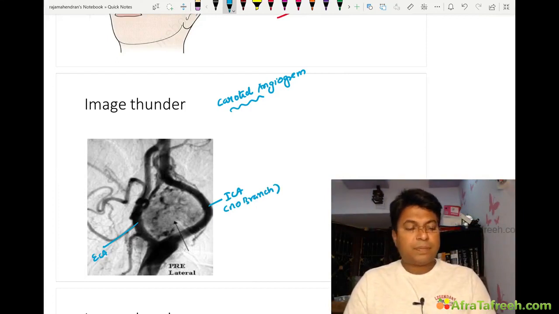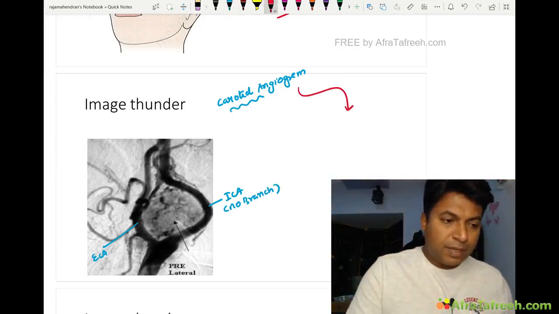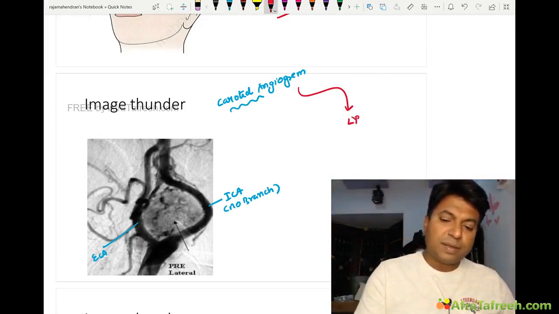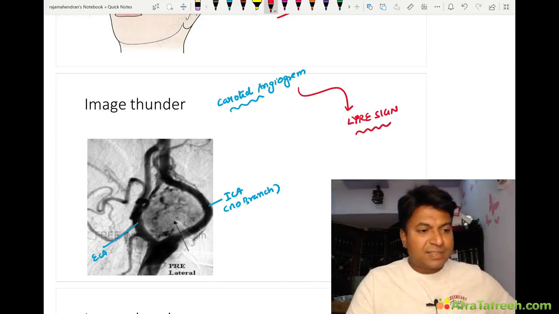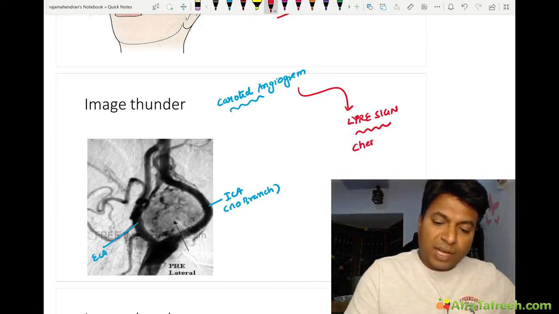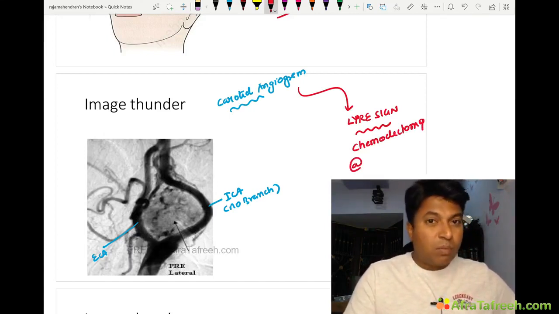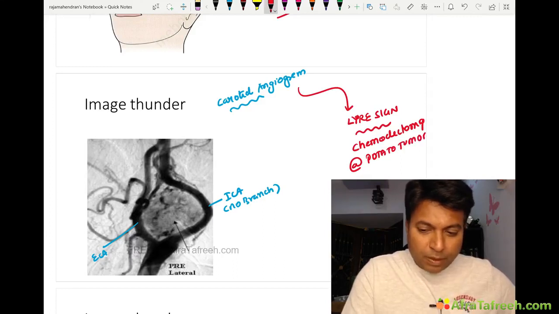What is the name of this sign? This sign is known as the Lyre sign. Very good. That is the Lyre sign seen in chemodectoma. Chemodectoma is also known as carotid body tumor or potato tumor.